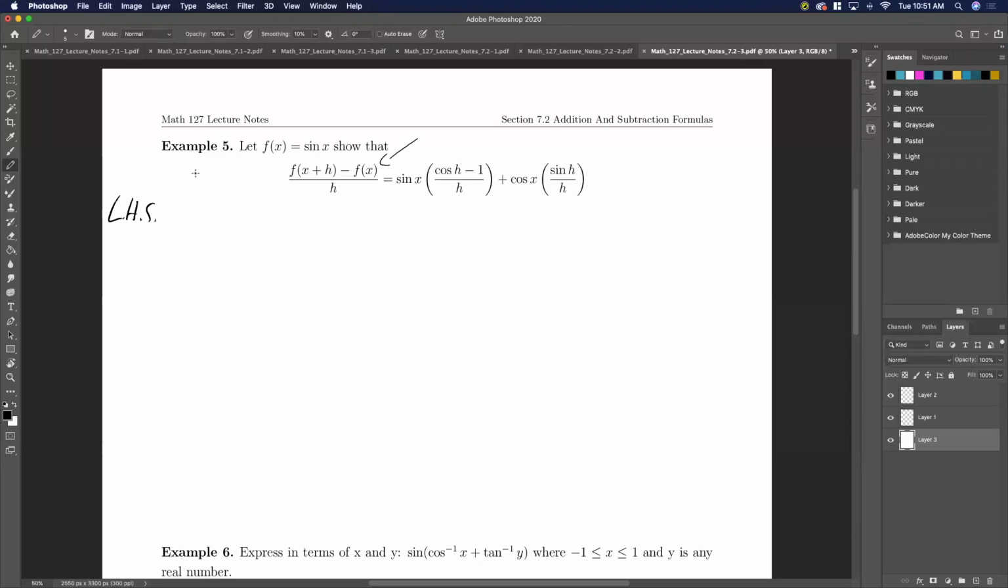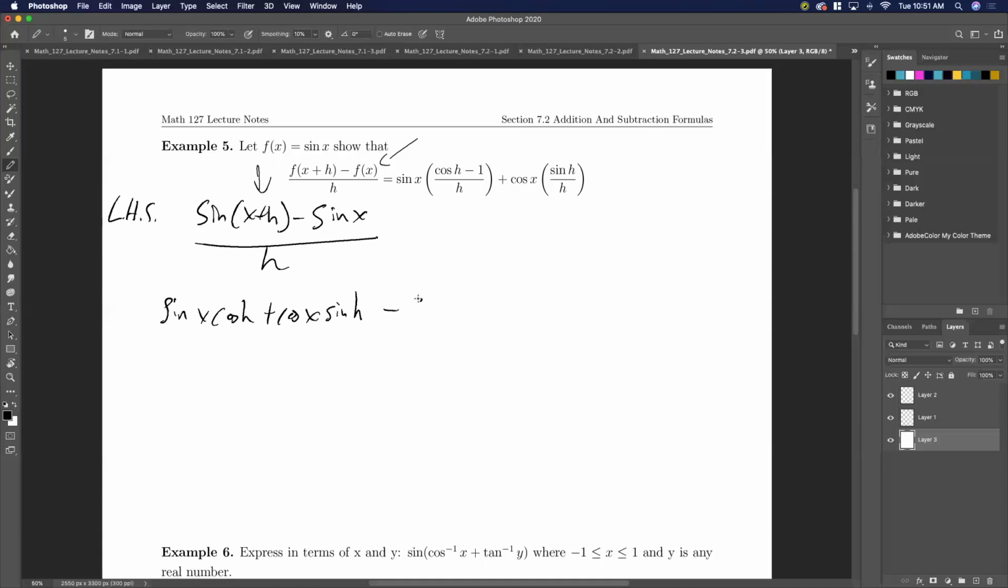And my function of x is sine of x. So we'll just write that in. I'm going to have sine of x plus h minus sine of x all over h. And this is something you'll actually kind of do in calculus for 5 seconds. All right, so what I'm going to do from here, I'm going to use my addition formula. So I'll have sine of x cosine of h plus cosine of x sine of h minus sine of x all over h. All right, so what can I do here?